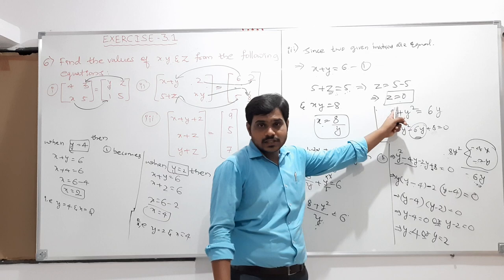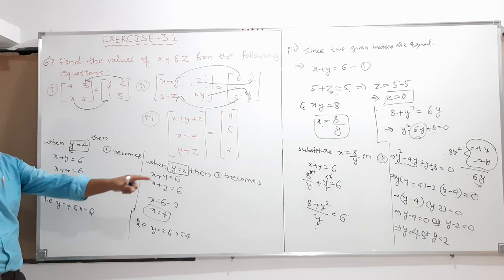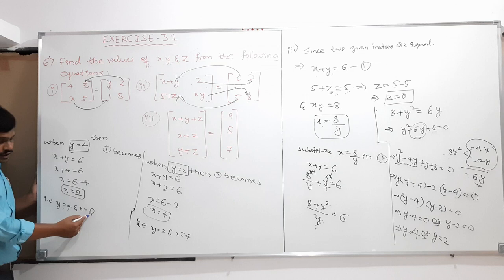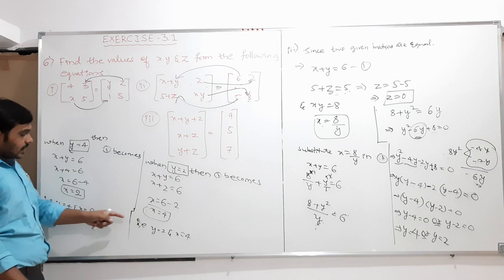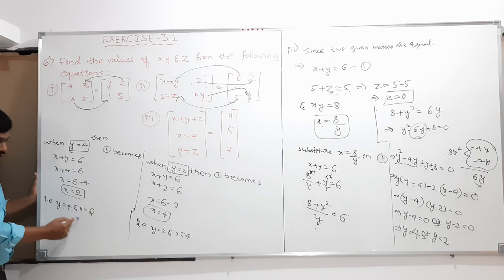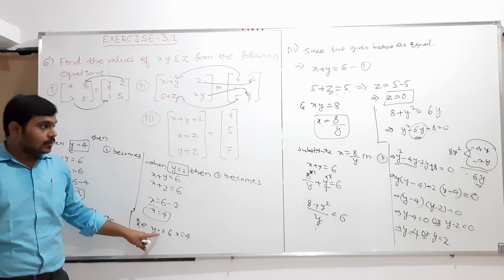And x and y values are, we are discussing the two cases, there are two values of y. So therefore, if x value is 2, then y value is 4, and if y value is 2, then x value is 4. So therefore x, y, z values are: x is 2 and y is 4, or x is 4 and y is 2, and z is equal to 0. This is the answer for the x, y, z values of the second question.